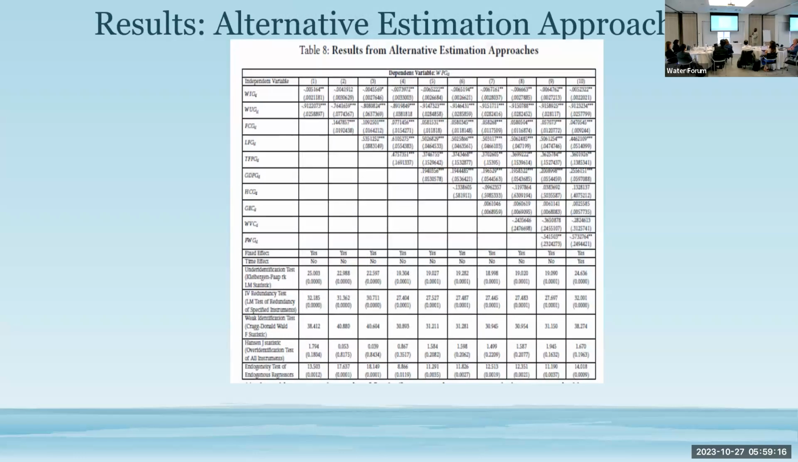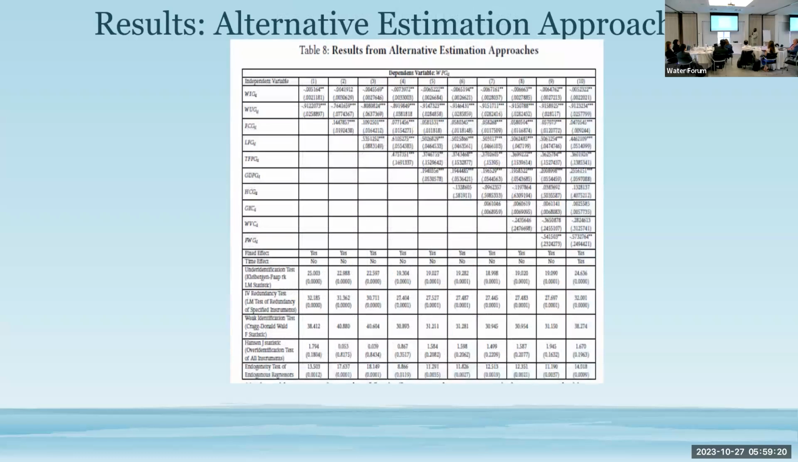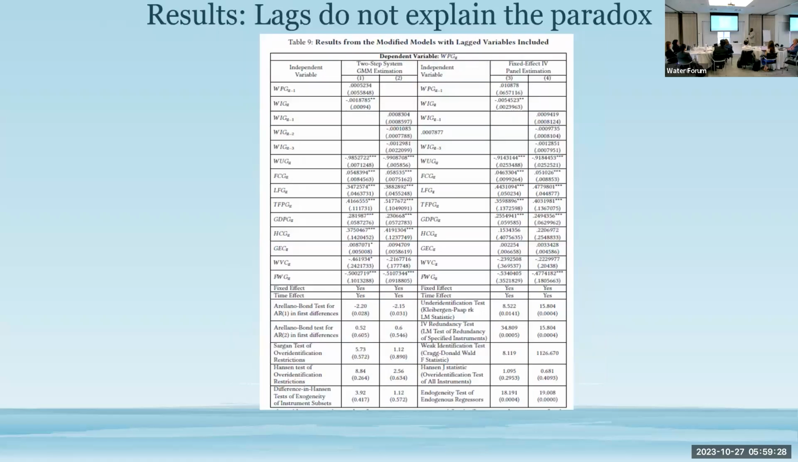So instead of dropping one variable at a time as we do here, we drop a set of variables in our model. So we start with just these two. As you can see, the results are relatively consistent.